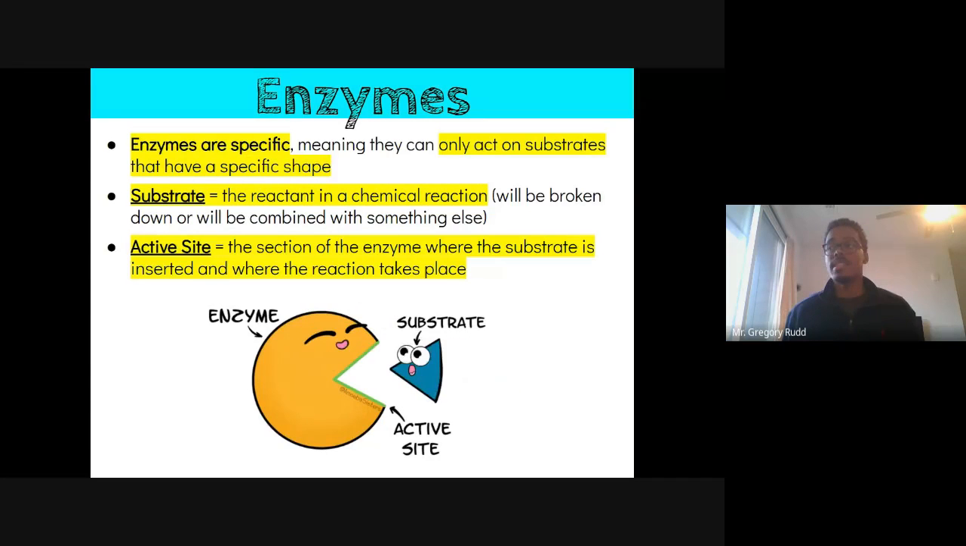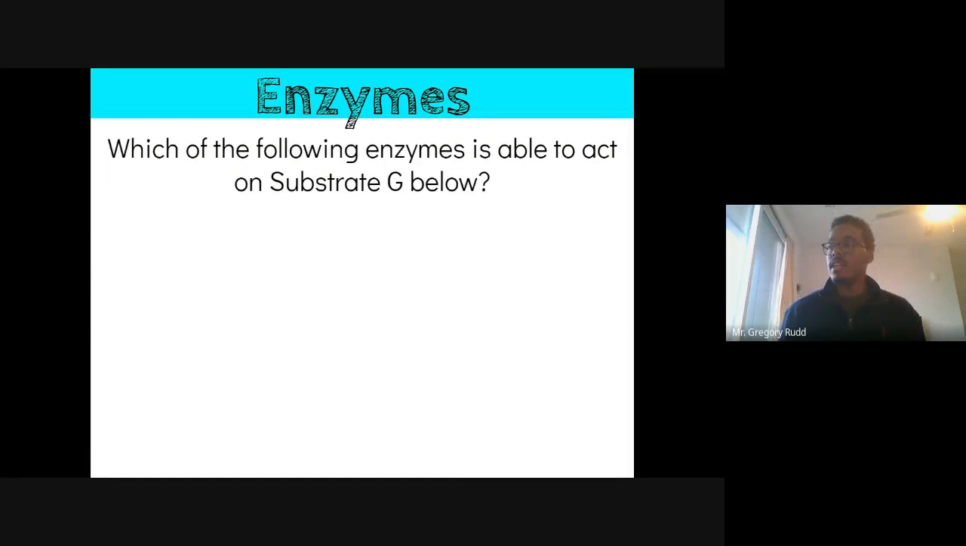And this specificity is guaranteed by the shape of something. So it's not about, oh, they were just in the same place at the same time. It's not about they were produced by the same cell. It's all about their shape. So the substrate has to be the same shape as the active site. So let's take a look at this.